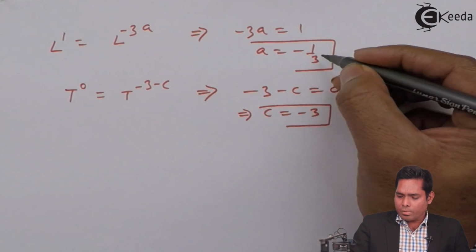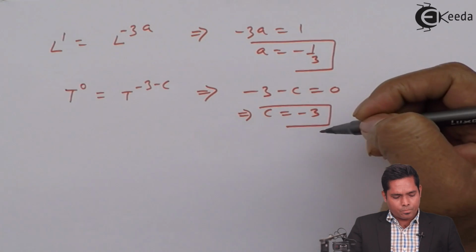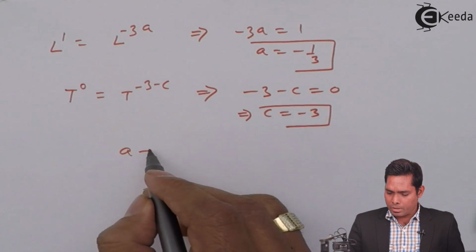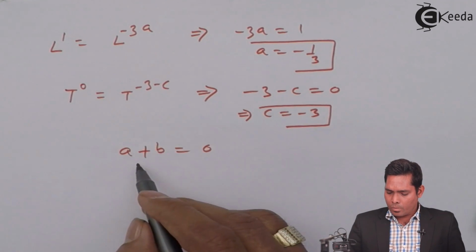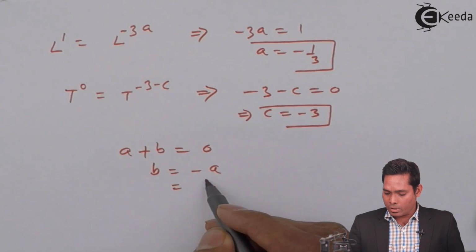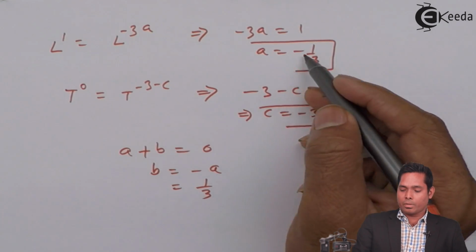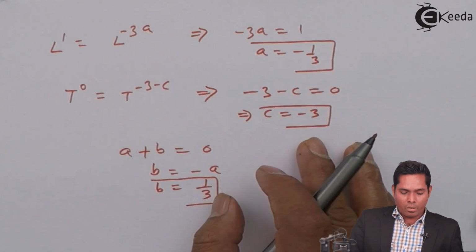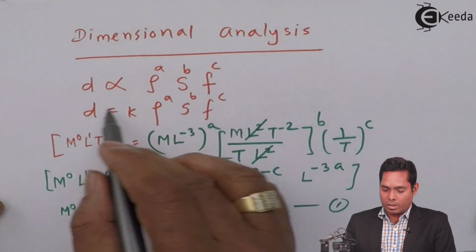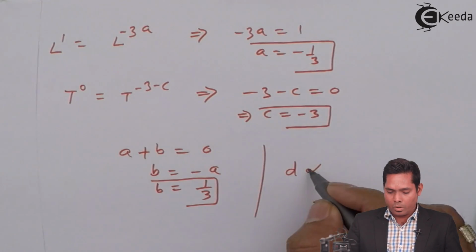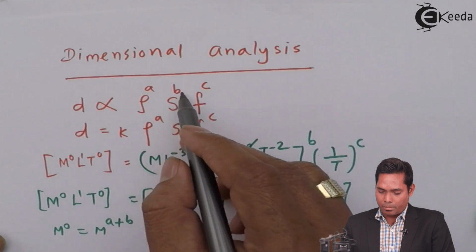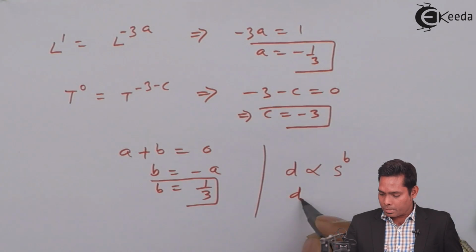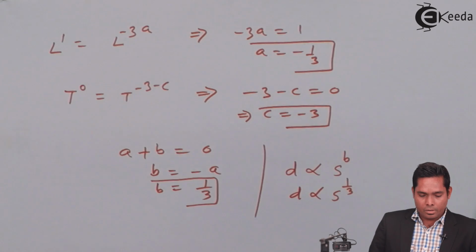I got a is minus 1/3, c is minus 3, and we have the equation a plus b equals 0. So b equals minus a, which is 1/3, because I put minus 1/3 here, so it becomes plus 1/3. Now I got all the values. Coming back to the original equation, d is proportional to S to the power b, and b comes out to 1/3. So that means d is proportional to S to the power 1/3.